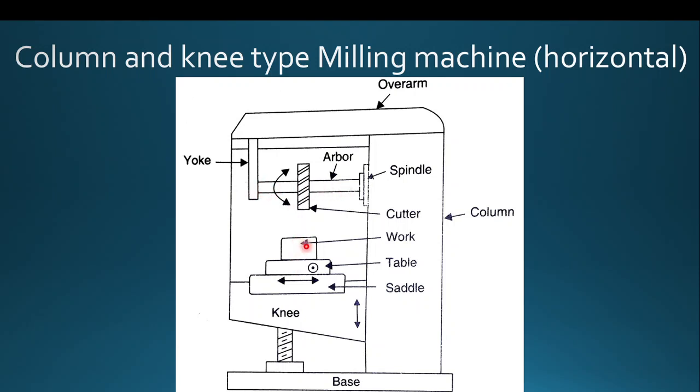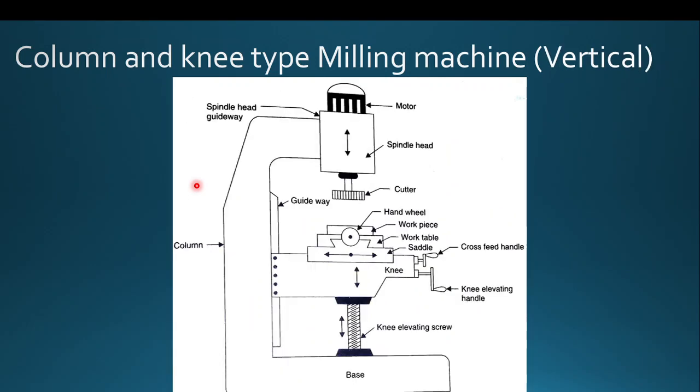So in this way the machine is constructed, and during the operation with the various movements of the workpiece, the required machining can be done with the help of feeding the workpiece against the rotating cutter. So this machine is a column and knee type milling machine of horizontal spindle, and this machine is nothing but a column and knee type milling machine with vertical spindle.